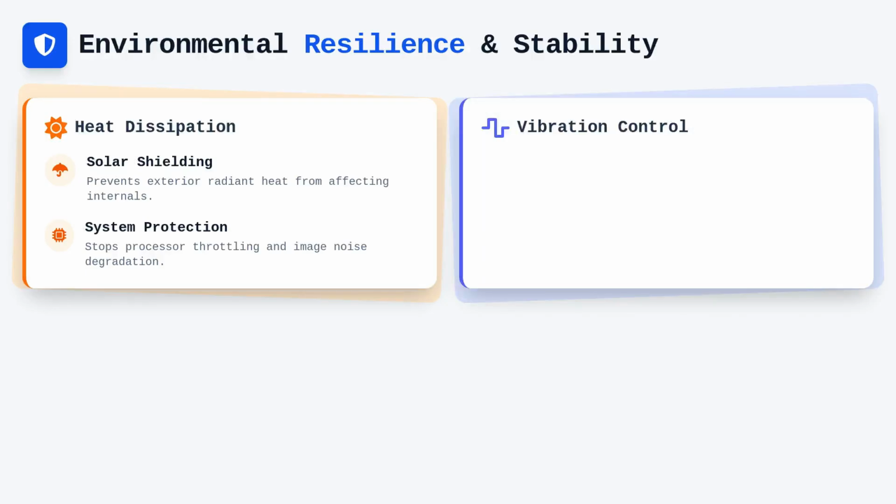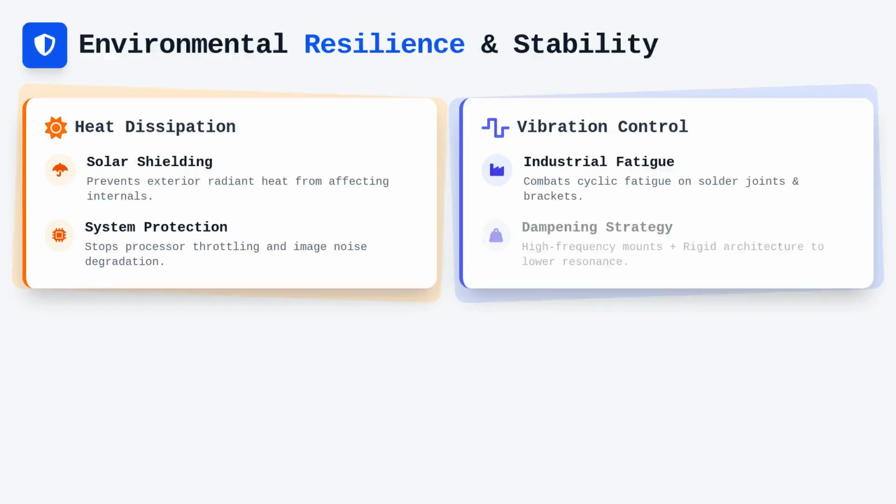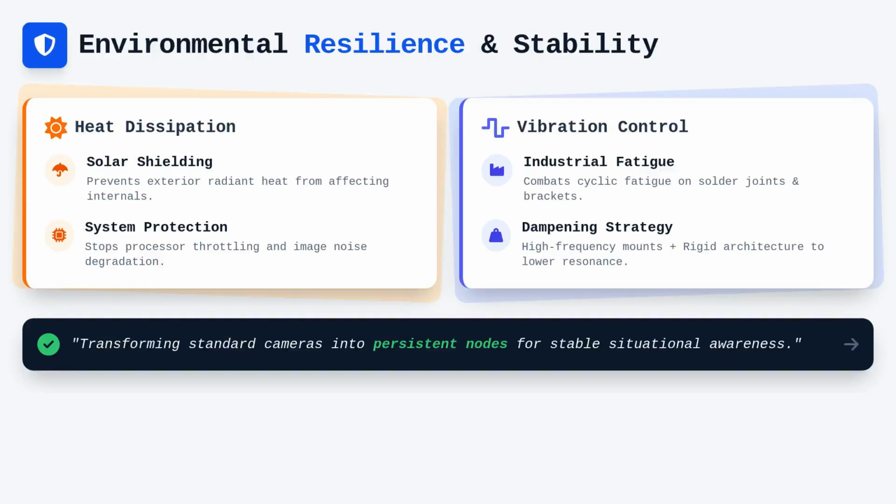Simultaneously, in transport-heavy environments like railway monitoring or machinery-dense factories, mechanical vibration can induce cyclic fatigue on mounting brackets and electronic solder joints. To combat this, we rely on high-frequency dampening mounts and rigid architectural designs that minimize the resonant frequency of the camera assembly. These mitigations represent the final tier of environmental resilience, transforming a standard network camera into a persistent node capable of providing stable situational awareness regardless of the external chaos it faces.